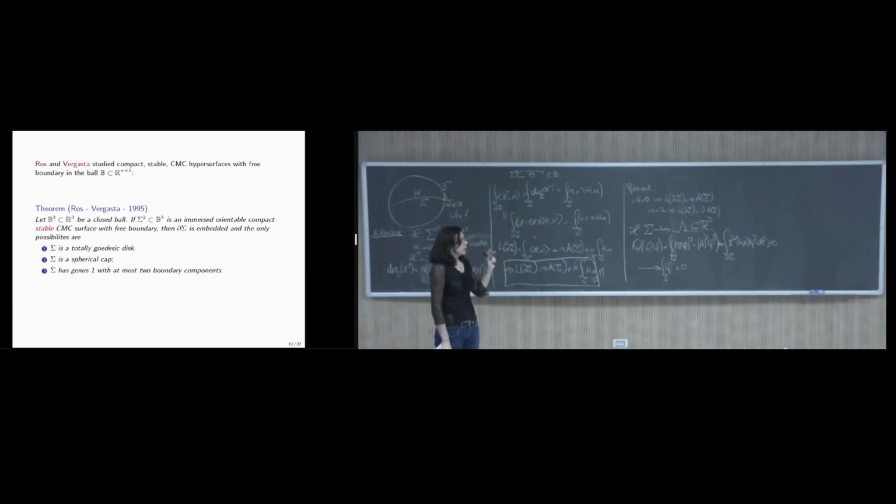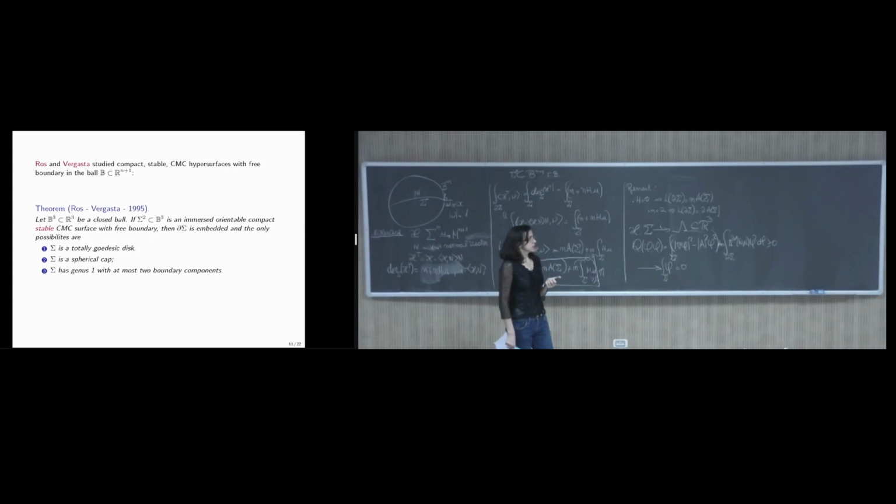So, Ros and Vergasta studied compact stable CMC hypersurfaces with free boundary in the ball. In fact, they studied a lot more things, but I only put this because I think this is important here. And they prove that if you have the closed Euclidean ball in the Euclidean three-space, and they prove that if sigma is a CMC, compact, stable, orientable surface with free boundary in the ball, then what do they prove? They prove that the boundary is embedded, and there are only three possibilities to classify this surface.